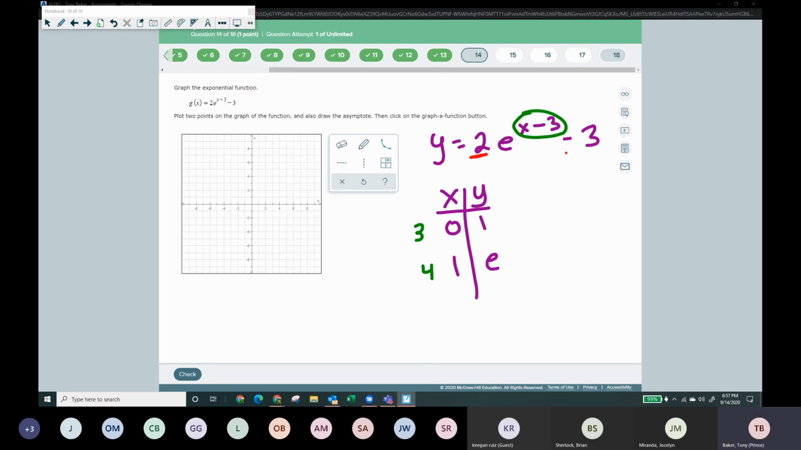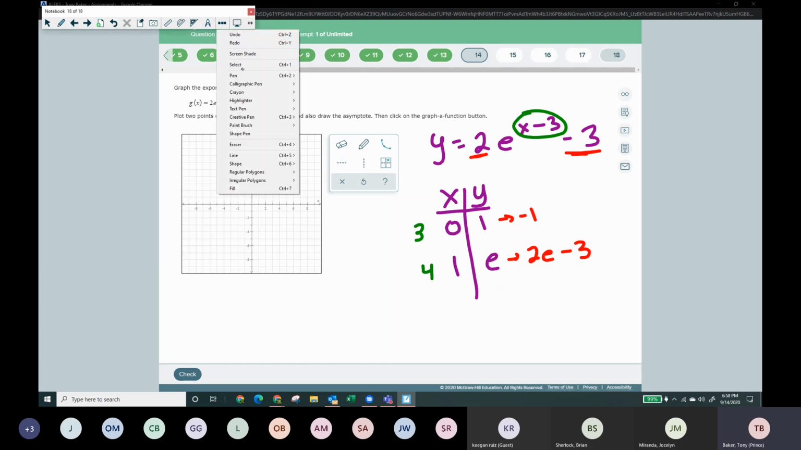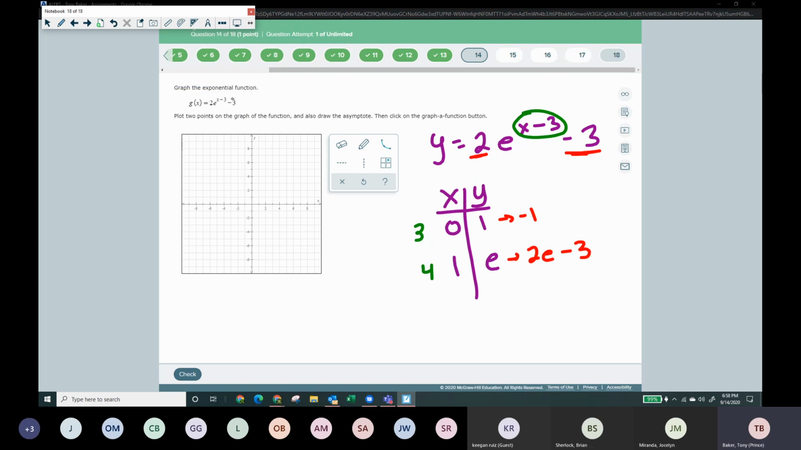Now we're going to do the 2 and the -3 to the y. So I'm going to multiply it by 2 and then subtract 3. So this 1 becomes -1, and this e becomes 2e minus 3. And the asymptote is always what's added to the problem at the end. So in this case, it's -3 that is my asymptote.